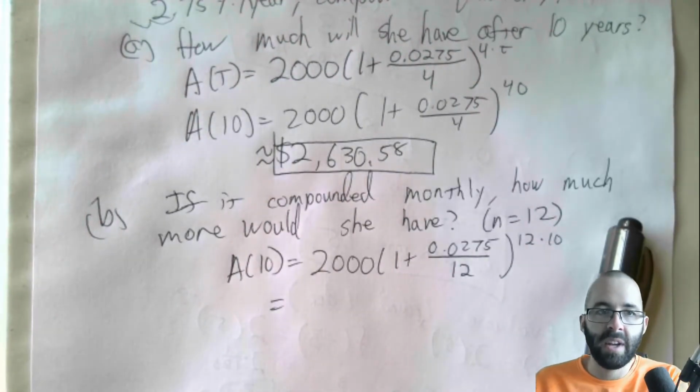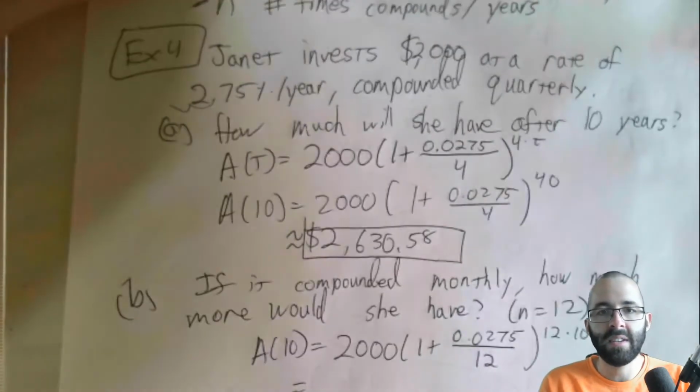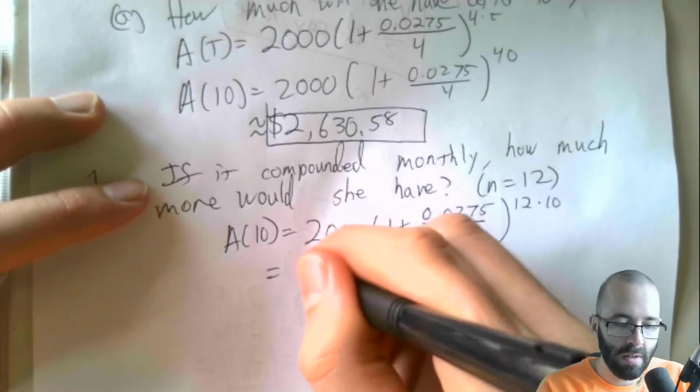So again, we just plug that into a calculator as well. Replace this with 12. Replace this with 120. And we should get 2632.23.